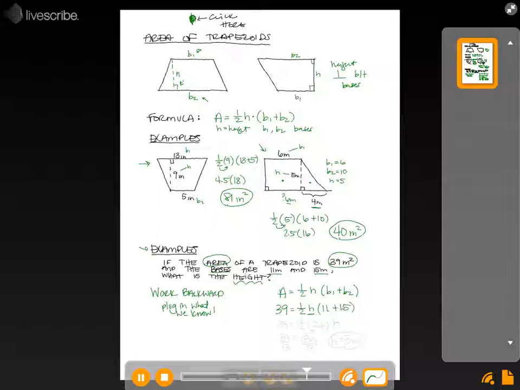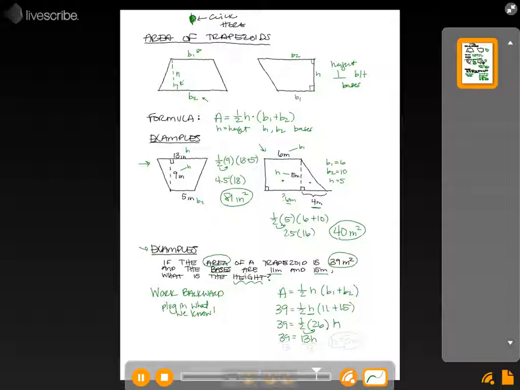Okay, so we're going to work backward for this problem. We're going to take the 39, leave it on this side by itself. Then we have 1/2, and I'm actually going to swap these around. I'm going to move the bases, add them together. So 11 plus 15 is 26. And then I'm going to move the h over here. So this time we're going to take half of 26. Since it's multiplication, we can move things around and it's not going to matter. 39 equals half of 26 is 13.